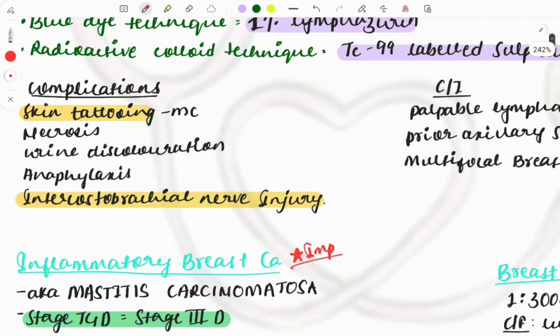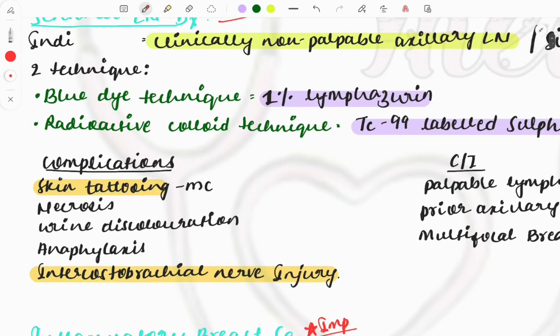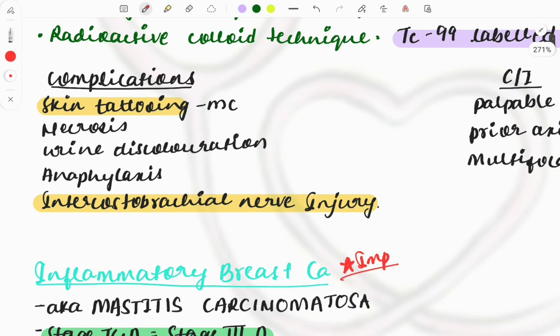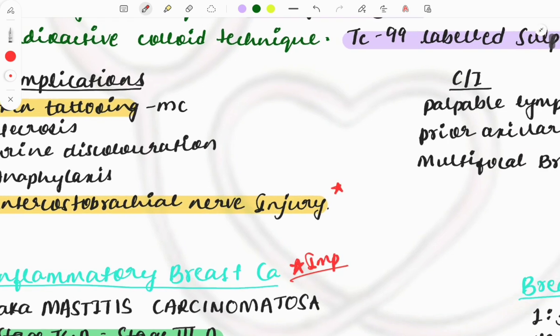Okay, so questions have been asked on the complications of sentinel lymph node biopsy. Skin tattooing is the most common complication, but it's not that serious, because it will go by itself. Necrosis can be there, urine discoloration, anaphylaxis can be there, and the serious complication is intercostobrachial nerve injury. Questions have been asked, which of the following nerves is most likely to be injured during this procedure, and it is the intercostobrachial nerve.